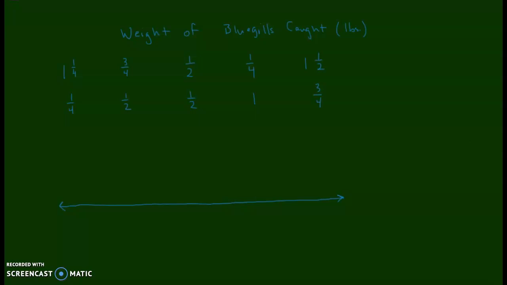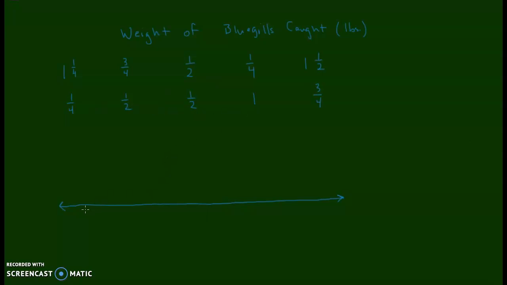In this lesson, we're going over lesson 6.4, line plots. A line plot is a type of graph in which data points are represented by an X or another type of mark. For the line plot we're going to do in this video, we're going to use data from the weight of some bluegills that were caught, and that's in pounds. So a fisherman went out fishing, caught 10 bluegills, and you can see their weights listed up here using fractions.